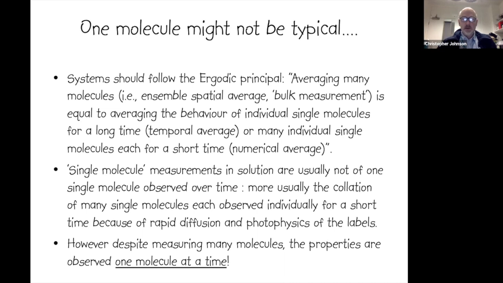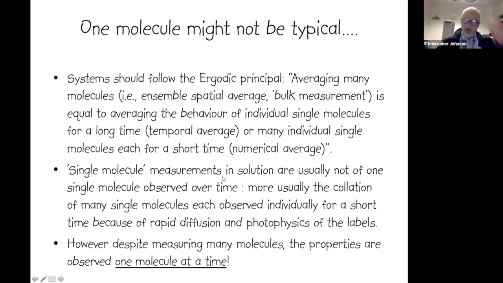So there's a principle known as the ergodic principle, and this really is fairly straightforward in just stating that if you average a lot of molecules, which is an ensemble spatial average or so-called bulk measurement, that's the same as averaging the behavior of individual single molecules, but observing them for a long period of time in a temporal average, or many individual single molecules, each for a short time, in which case you're averaging the behavior of single molecules.